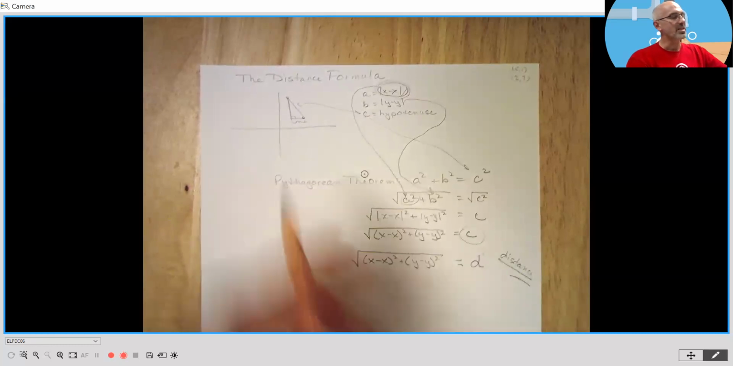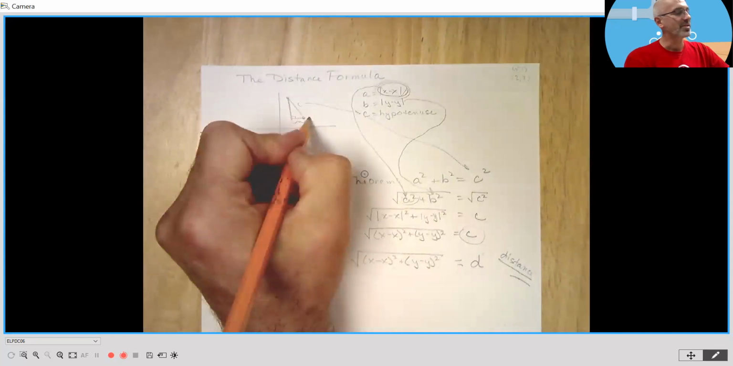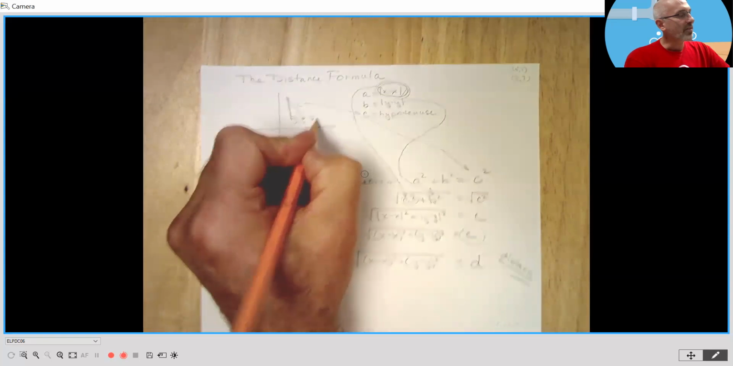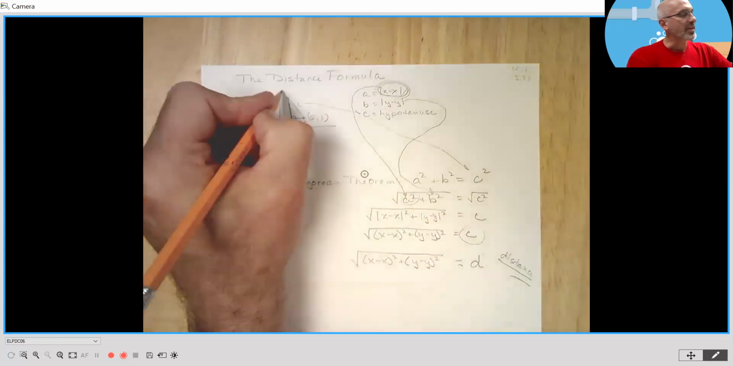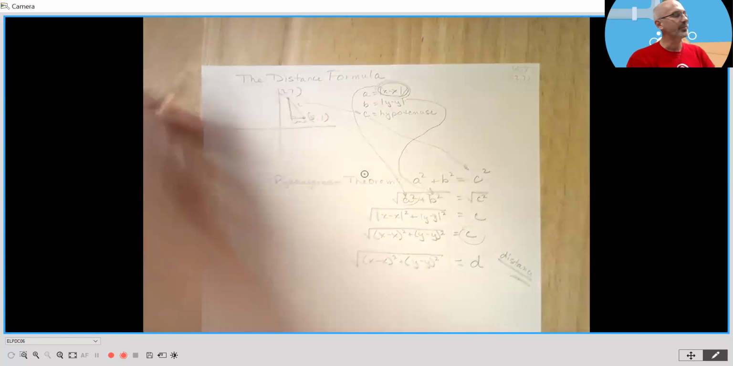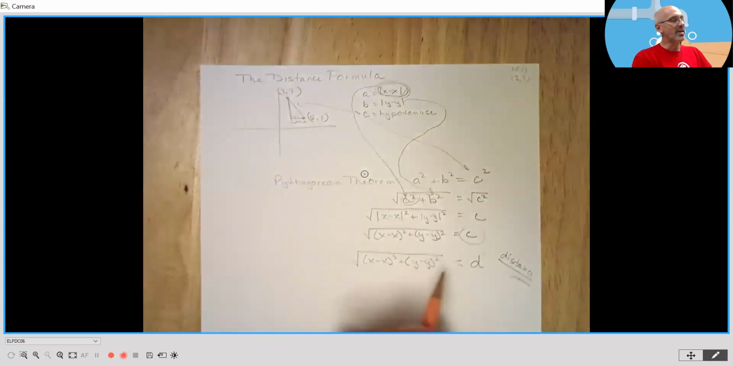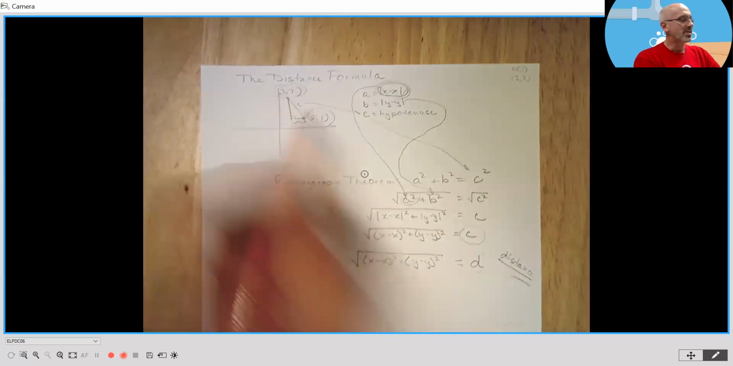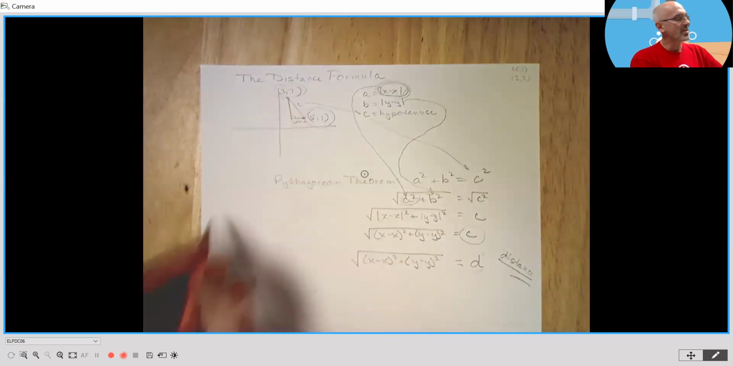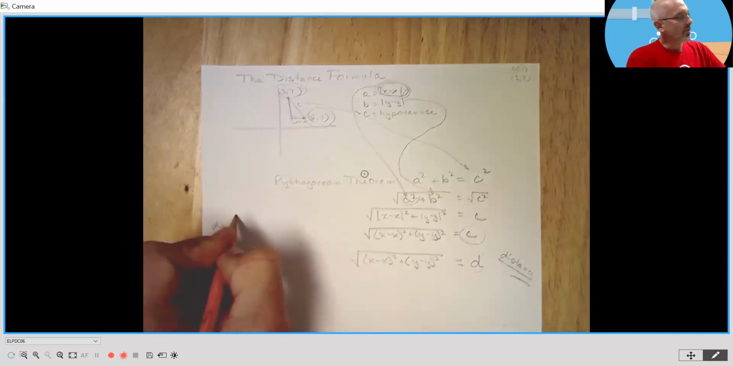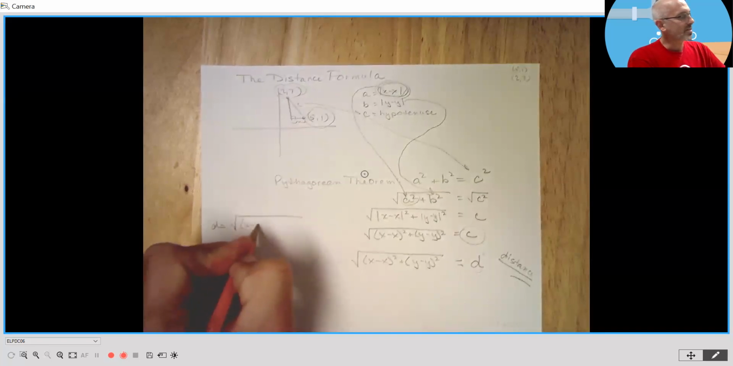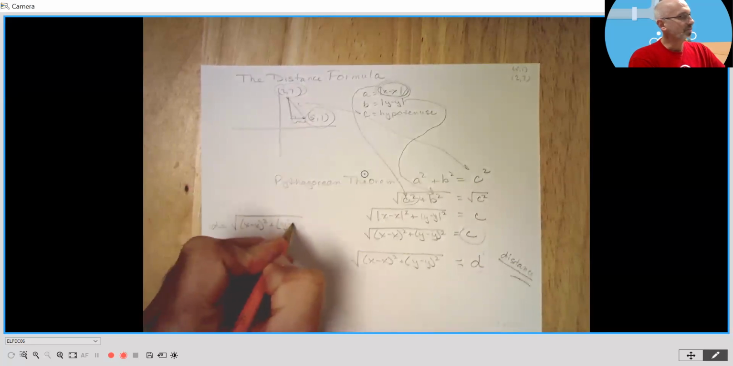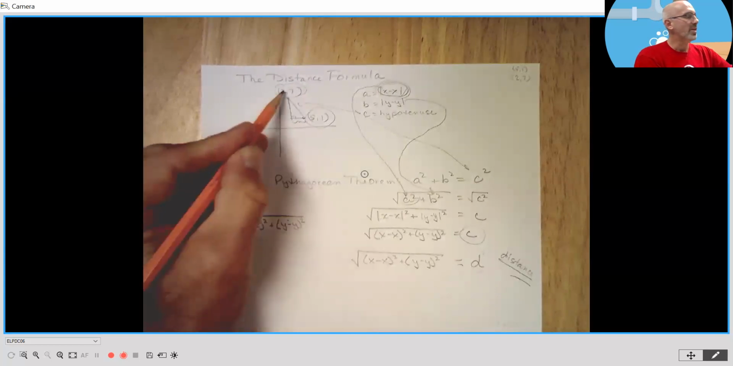Let's, for instance, pretend up here in our first generic example, this point was (5, 1), and this point was (2, 7). I am going to use this distance formula and these two points to figure out what my distance is. So my distance is the square root of the difference of my x's squared plus the difference of my y's squared.